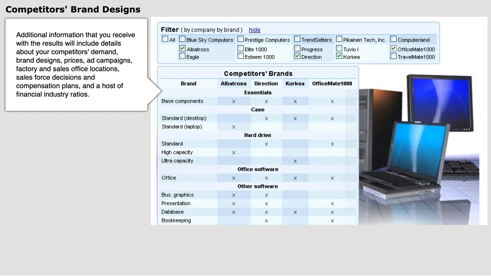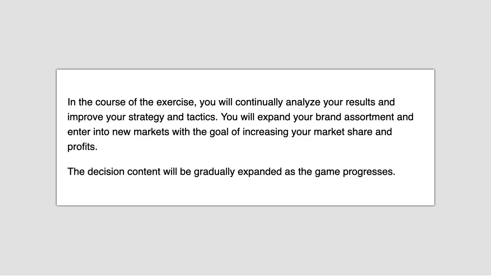Additional information that you receive with the results will include details about your competitors' demand, brand designs, prices, ad campaigns, factory and sales office locations, sales force decisions and compensation plans, and a host of financial industry ratios. In the course of the exercise, you will continually analyze your results and improve your strategy and tactics. You will expand your brand assortment and enter into new markets with the goal of increasing your market share and profits. The decision content will be gradually expanded as the game progresses.